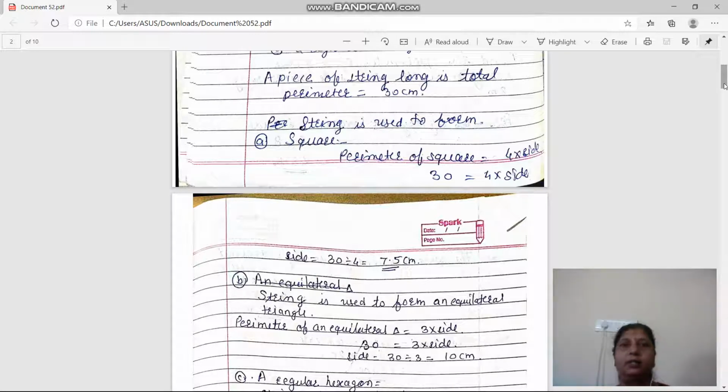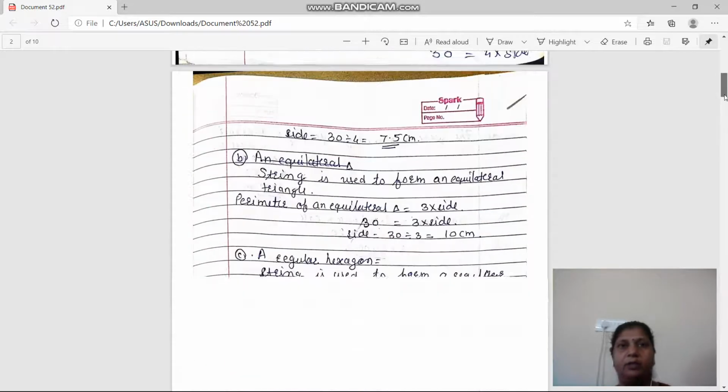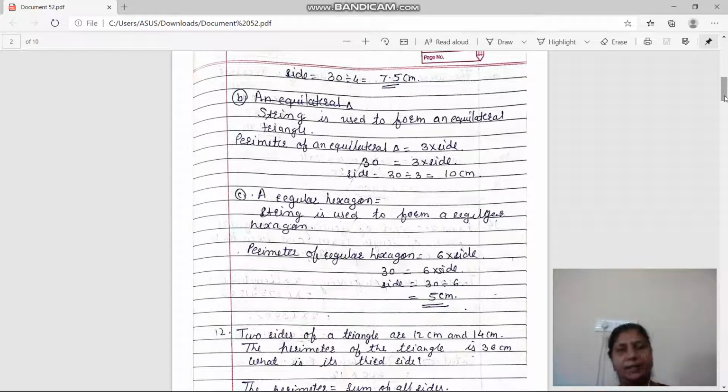Next thing, regular hexagon. Now tell me, hexagon means how many sides? 6 sides. So 30 centimeter is equal to 6 into side. So side is equal to 5 centimeter. So we have completed up to this. So we will start now example 12.